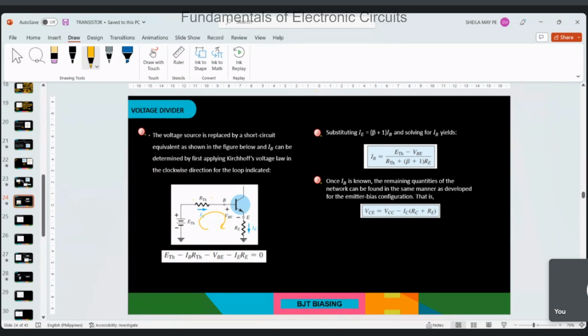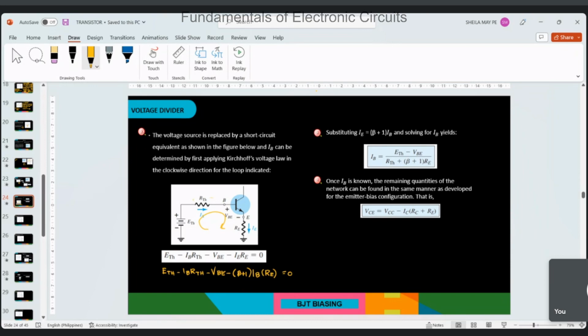Miss, kiunsa na pagkuha, miss? Di ba si IE is substitute na tong beta plus 1 IB. So, nahitabo class, mahimo na siyang ETH minus IB RTH minus VBE minus beta plus 1 IB RE equal to 0, right? That's beta plus 1 IBRE equal to 0. And this one here is our IE. Ngag in terms na tuog IB. Follow?